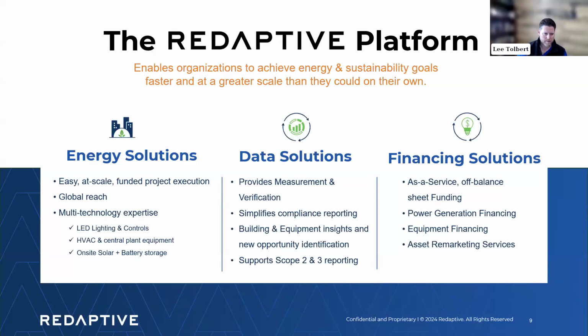And lastly, financing solutions, which really fit into energy solutions as well. So we provide financing solutions across energy as a service, power generation, so think PPA type financing, equipment financing for energy related assets, and asset remarketing, which we'll get into further detail here in just a second.